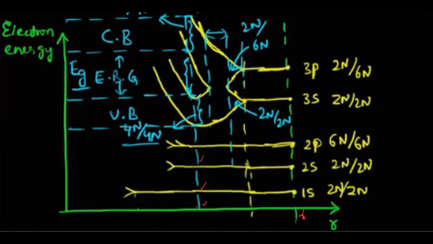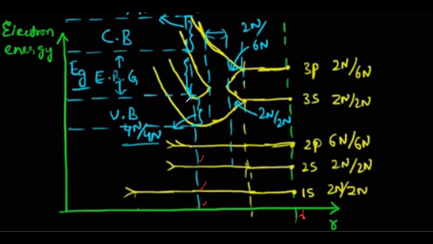Since we know that electrons will try to achieve the lowest energy state, we have 4n electrons, so all those electrons will come in the lower energy band, right everyone? And the upper energy band will have no electrons, it will be empty.